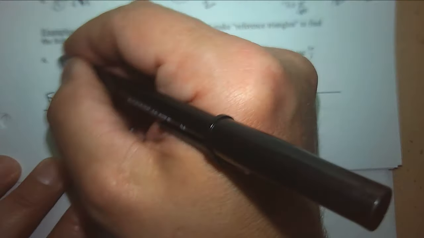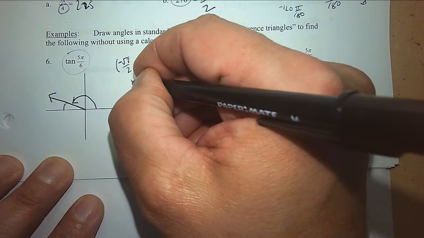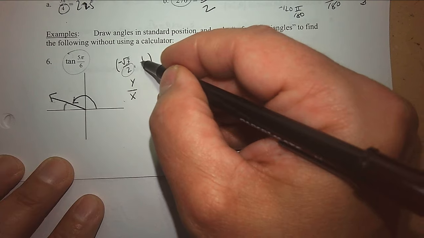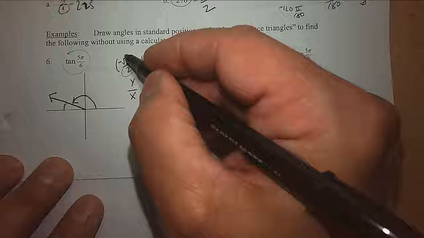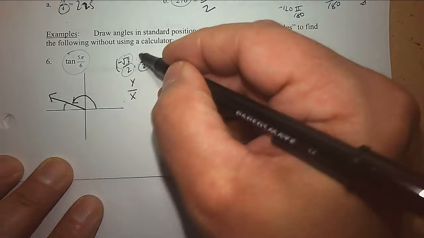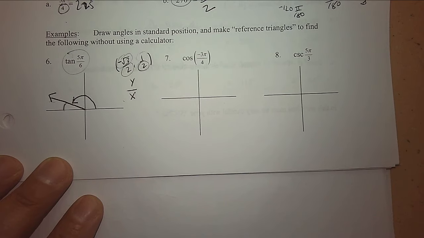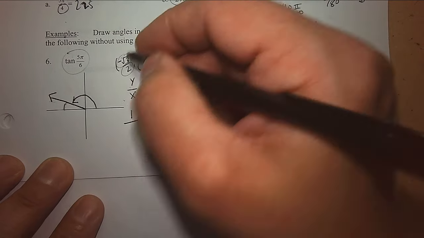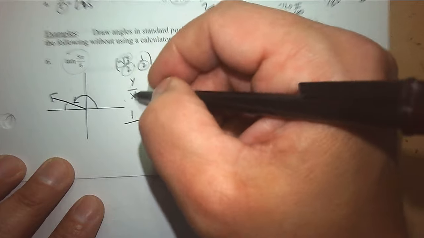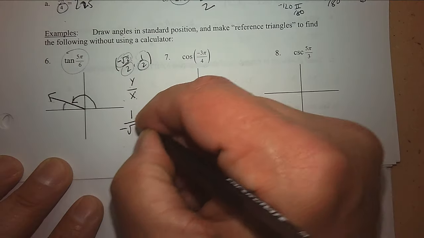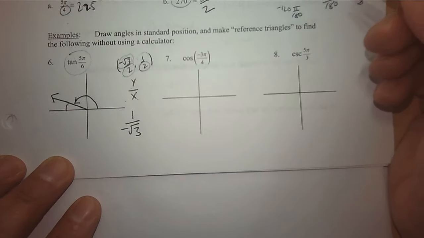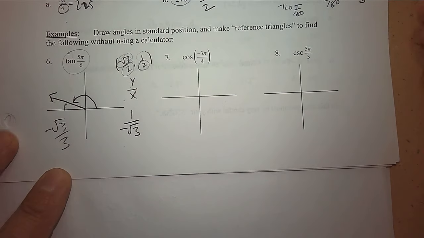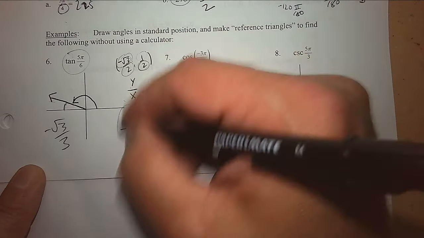Now, what's the definition of tangent? Y over x. Do you notice they have the same denominator when you divide? So all you look at are the numerators, because the denominators divide out. So what's the y numerator? 1. What's the y denominator, or the x numerator? So it's 1 over negative root 3, or you could write it as negative root 3 over 3. That is a good answer.